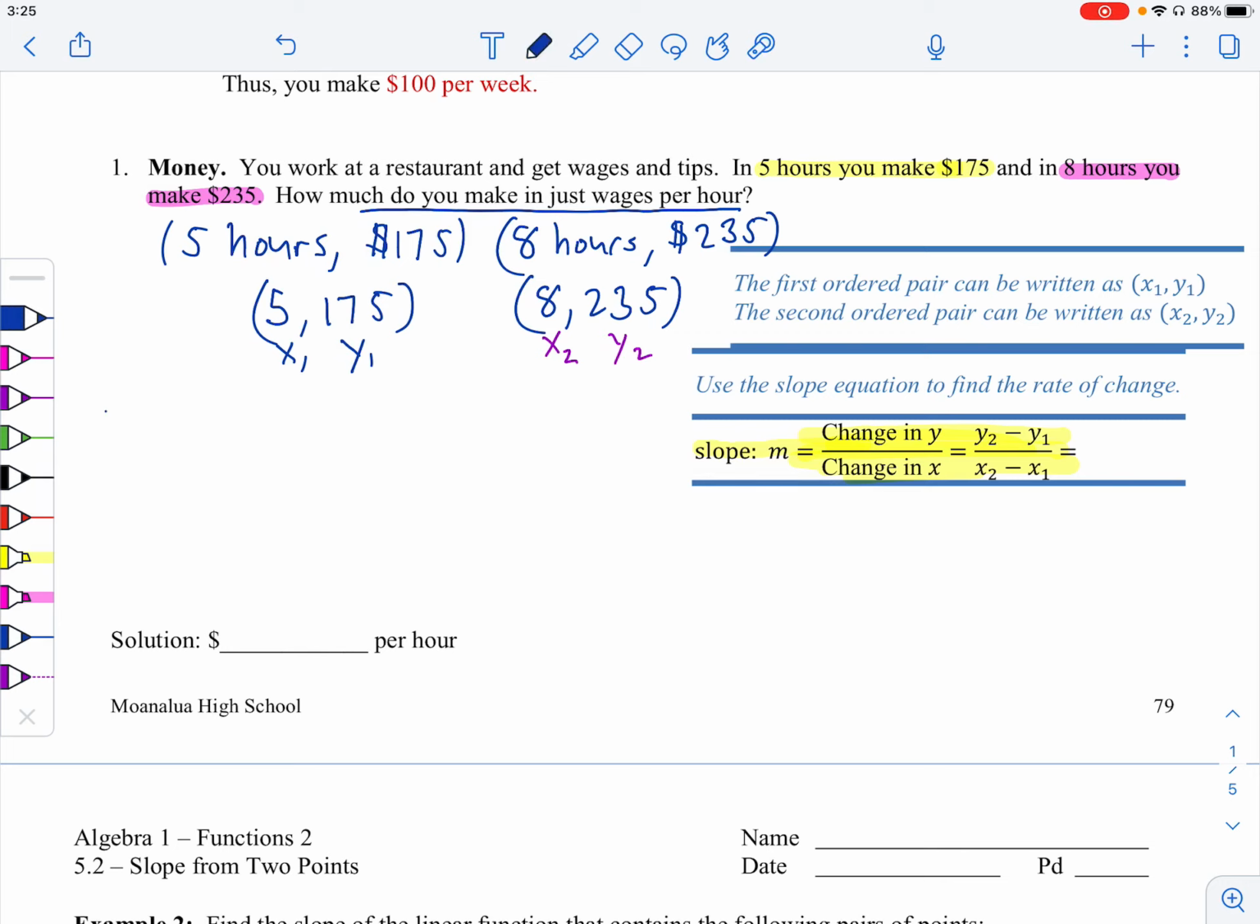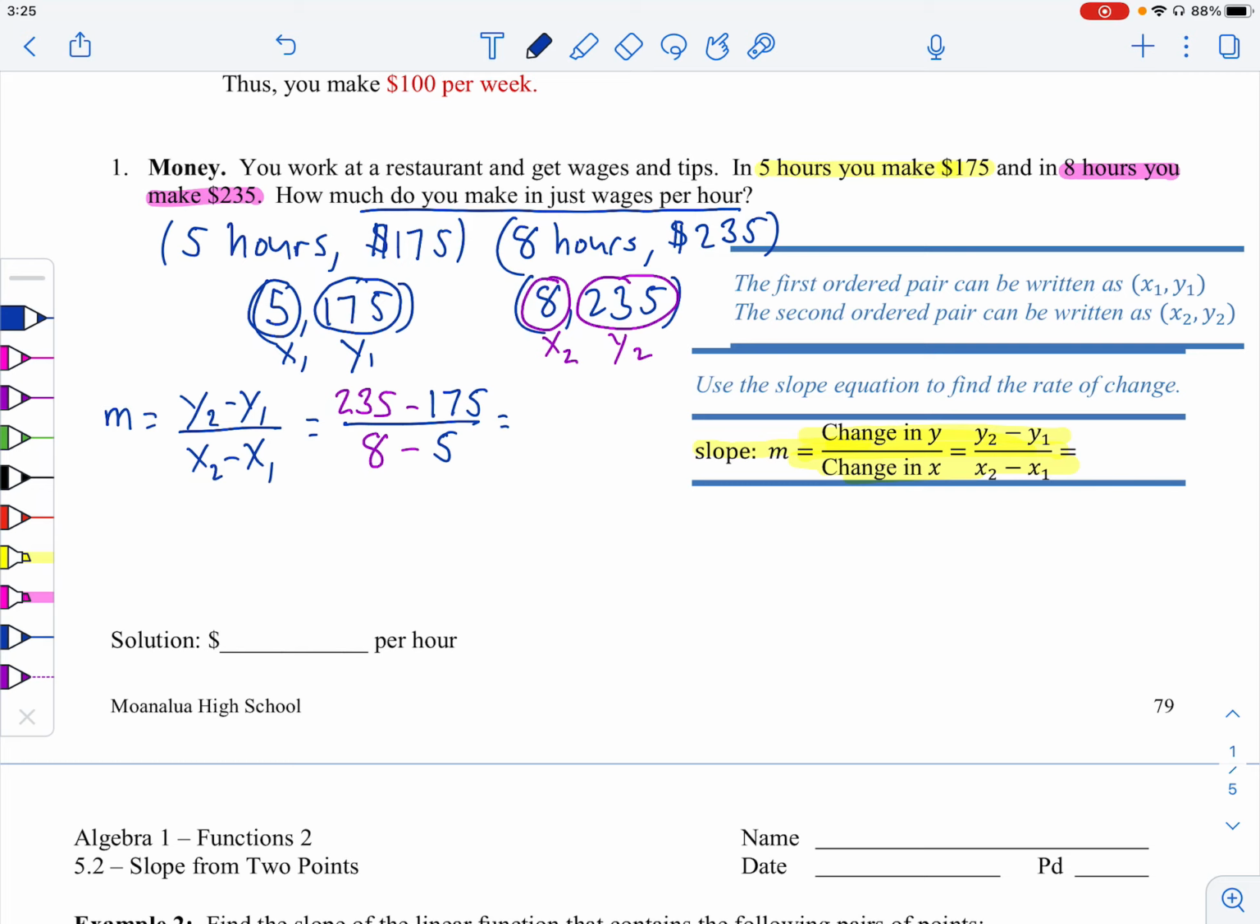So we're going to use our function or our equation y2 minus y1 over x2 minus x1. And then we're just going to substitute our values. So we have y2 was 235. I'll write that in. So 235 minus our y1, which is 175, over x2, which is 8 hours, right? So 8 hours minus our x1, which is 5 hours.